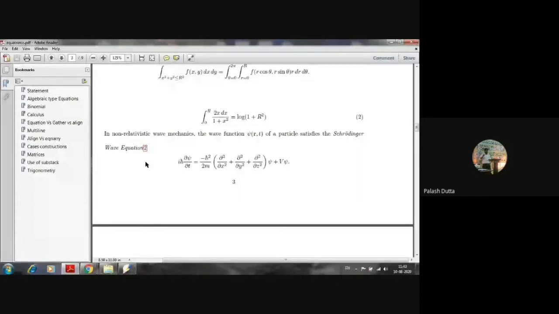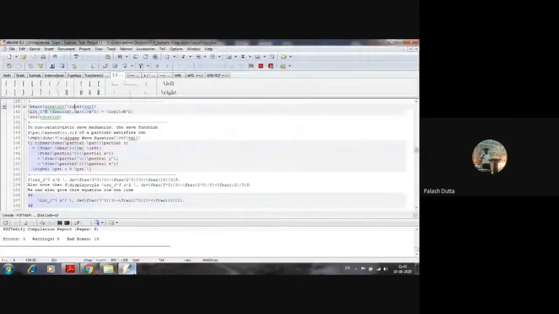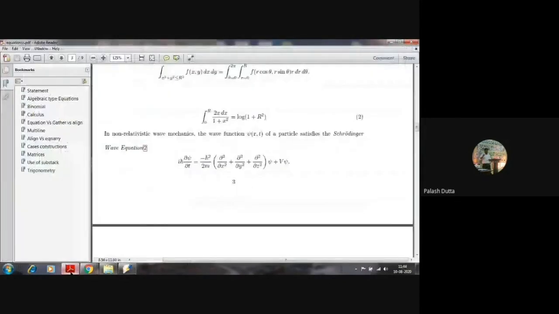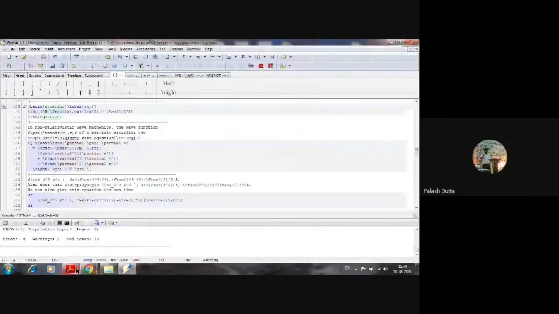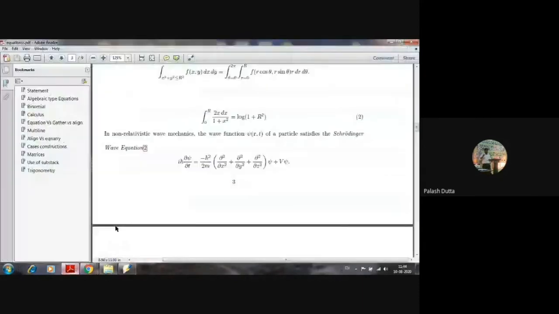And we can write this expression using what? This i h bar, frac partial psi partial t, equal to frac, and the mass. Using this command we will have this sort of expression.